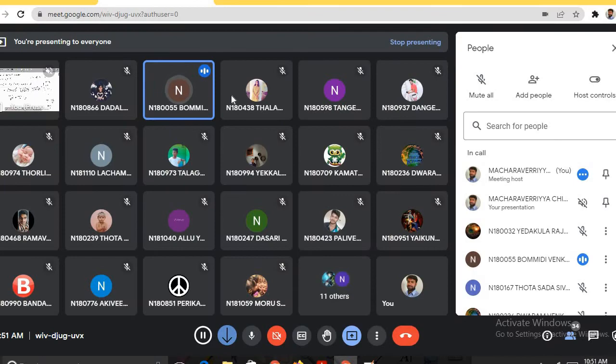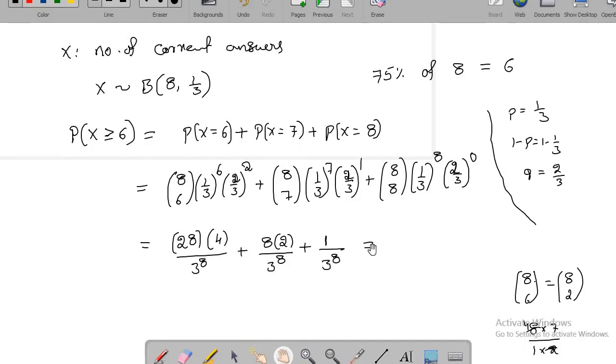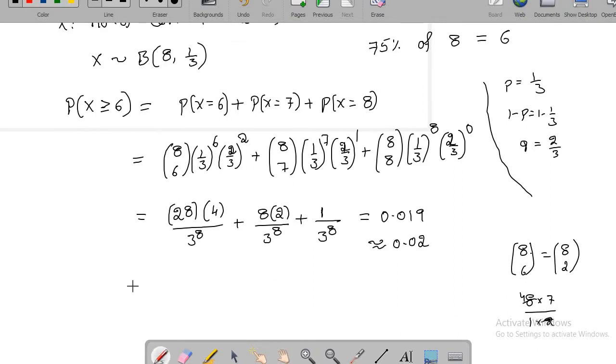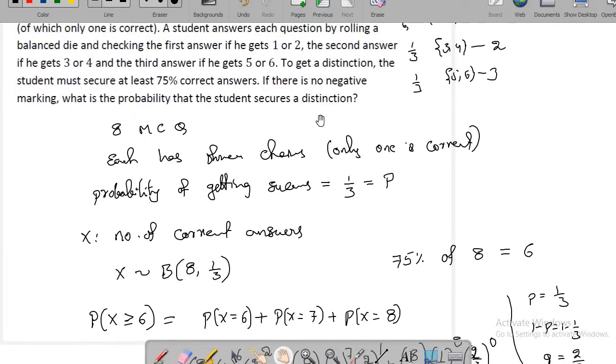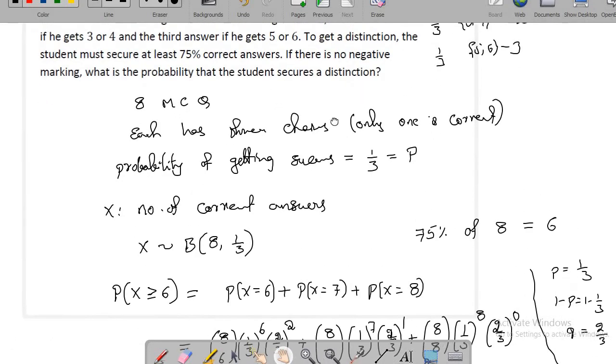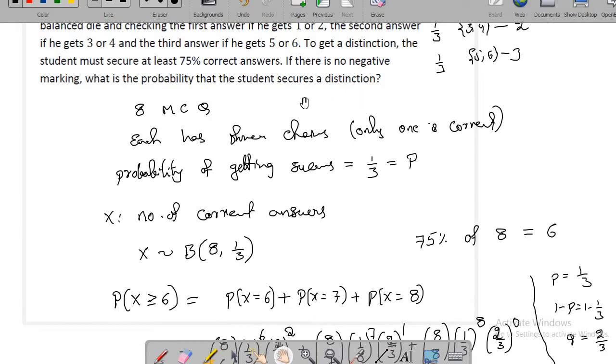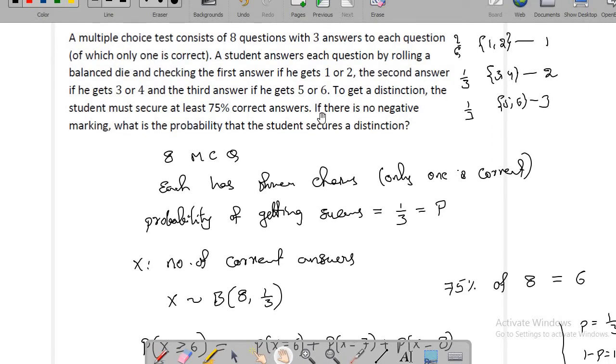And 0.19. So you're saying it is 0.019. So approximately I can say 0.02, isn't it? So it means, what is the chance? There is only 2% chance that he'll get distinction. So the probability that he secures a distinction is 0.02. It means there is only 2% chance that that guy will get a distinction.